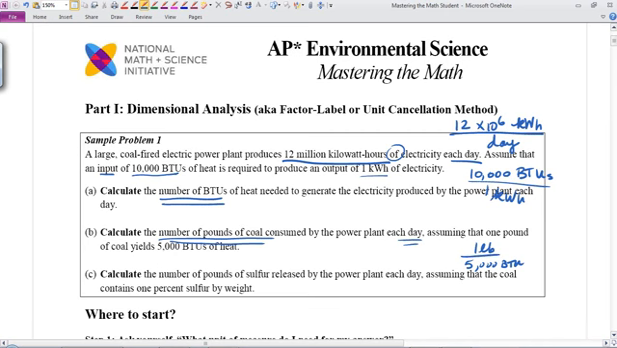All right, so that doesn't particularly have a conversion factor to it. This is dealing with this idea of getting an answer, shall we say, and then dealing with the fact that the number of pounds of sulfur in the plant each day, assuming that the coal contains 1% sulfur by weight, because we just calculated the number of pounds of coal up in part B. So that brings me to another statement that's going to help you out.